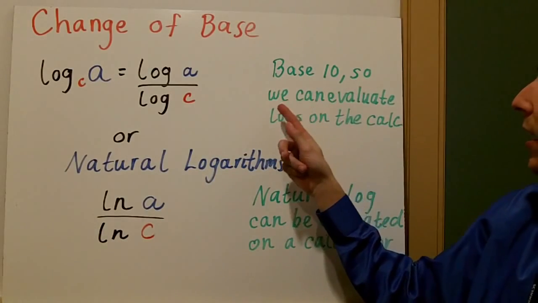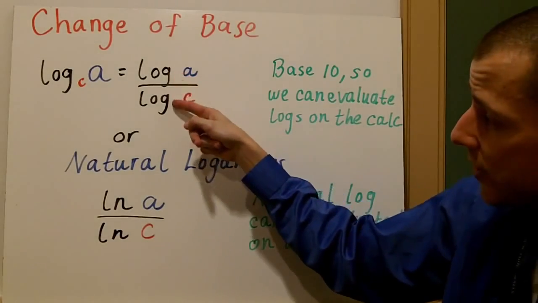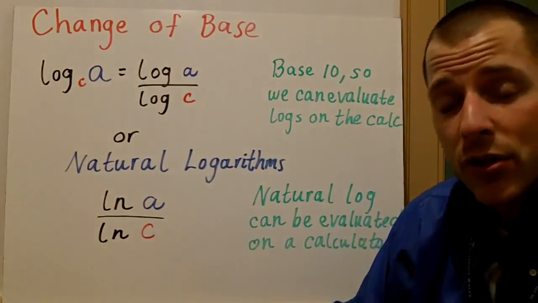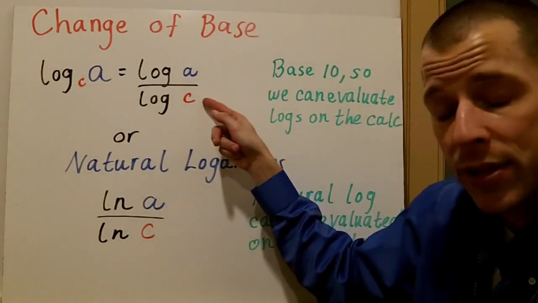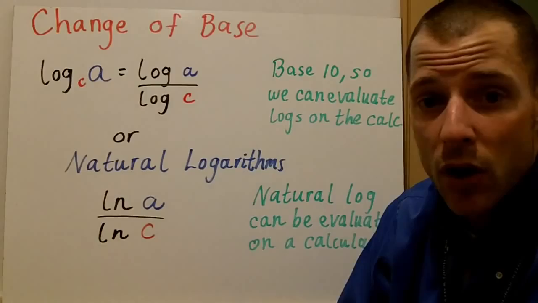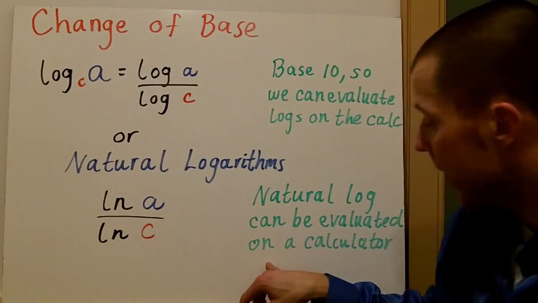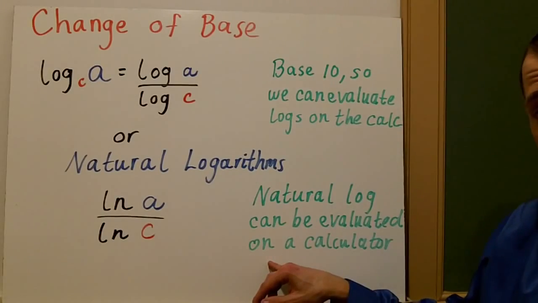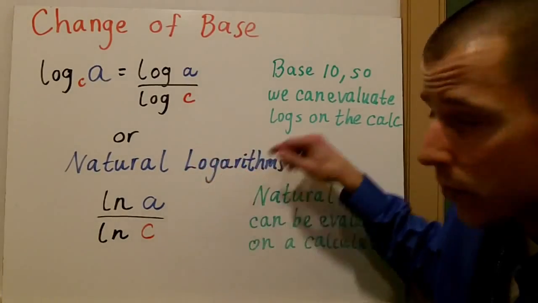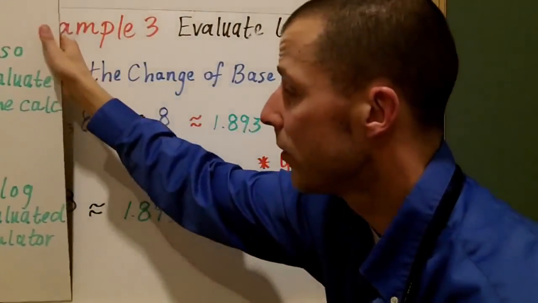Note that base 10, so we can evaluate the logs on the calculator, and that's what we see here. The base is not written, so this is base 10. So we can actually plug this into our calculator and get an approximation for the logarithm, whereas without it would be much more difficult. So the natural log can be evaluated on the calculator as well, so both those can be evaluated on the calculator. So let's see what this looks like.